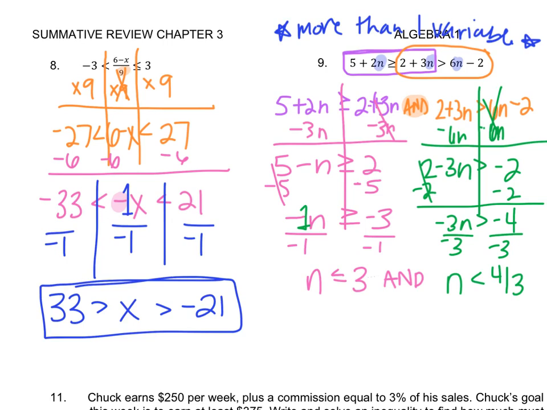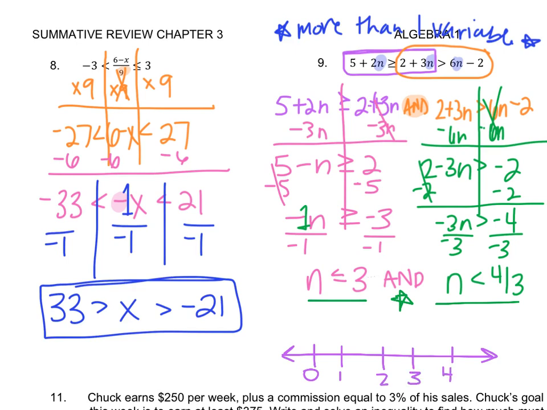Now when we solve, you notice that we have a problem. It says n is less than or equal to 3 and n is less than 4/3. So how can that be? The easiest way to think about this is let's throw it on a number line. So if we have 0, 1, 2, 3, and 4. If n is less than or equal to 3, I have a closed circle at 3 and my arrow is going down the number line.